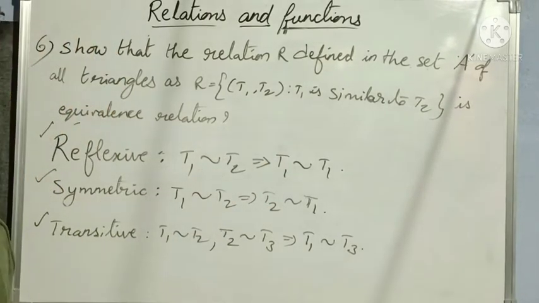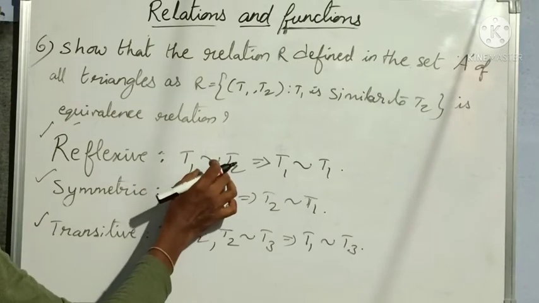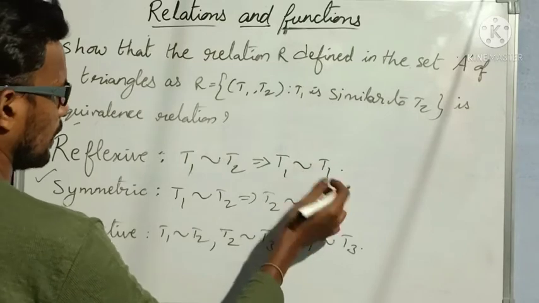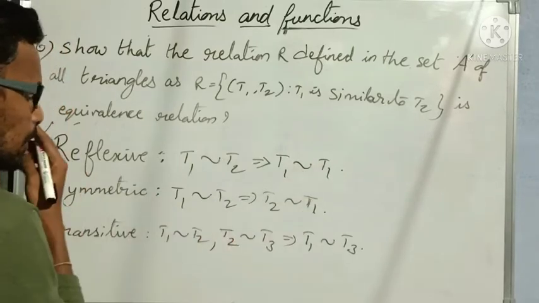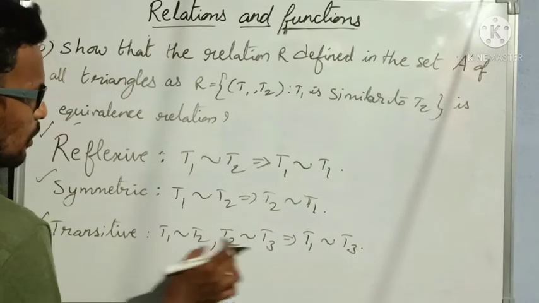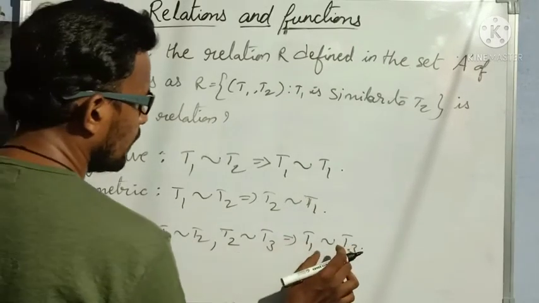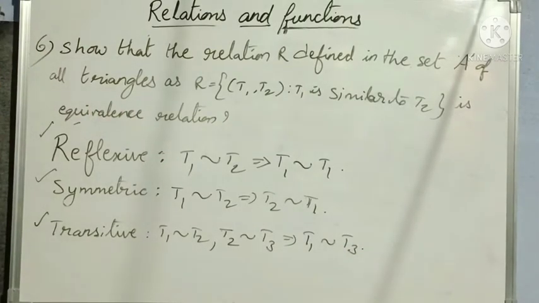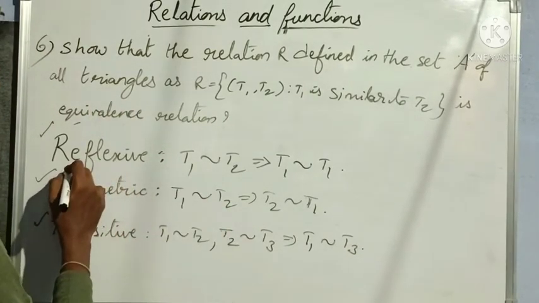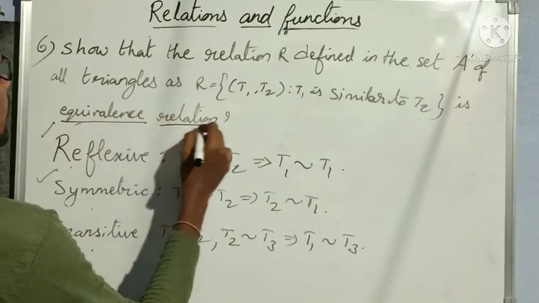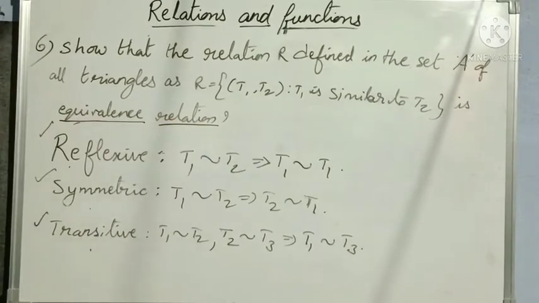Okay, whatever it may be, T1 is similar to T1. In the same way, T1 is similar to T2 implies T2 is similar to T1. In the same way, when T1 is similar to T2 and T2 is similar to T3, then definitely T1 will be similar to T3. Okay. So this is satisfying reflexive, symmetric and transitive. So this relation is an equivalence relation.